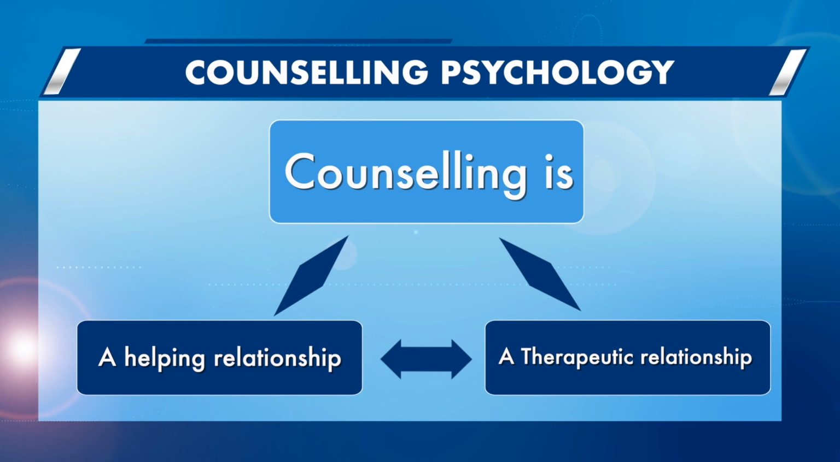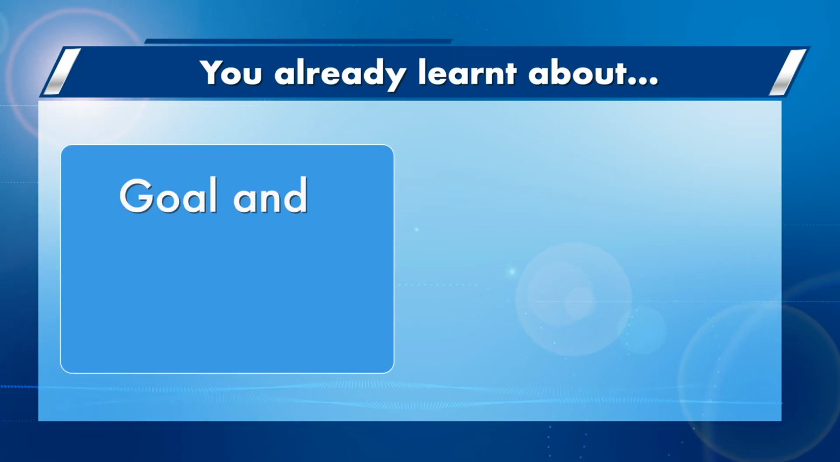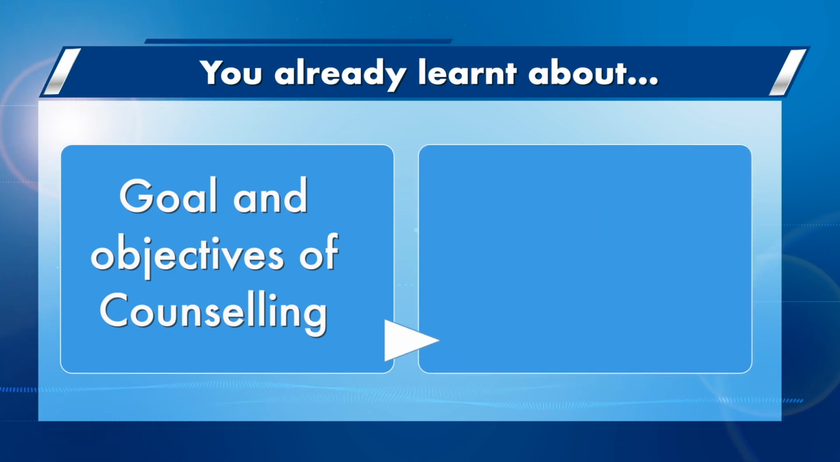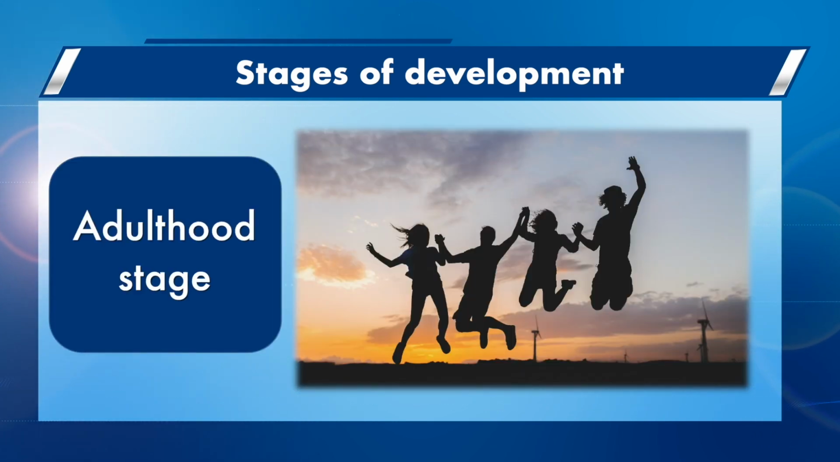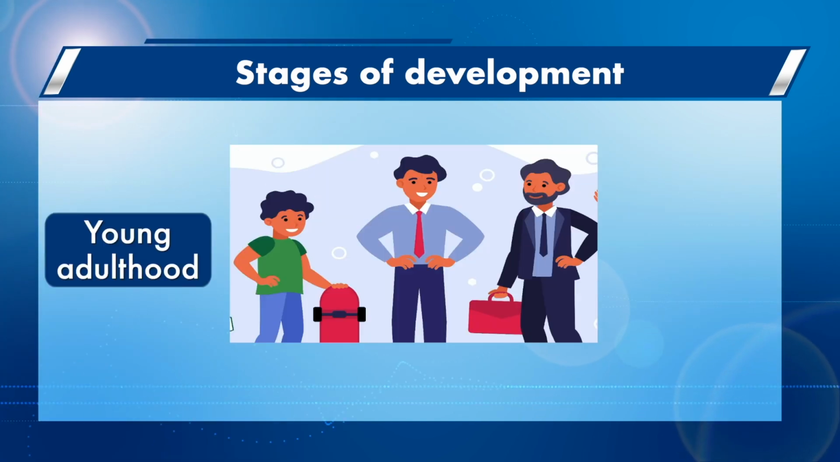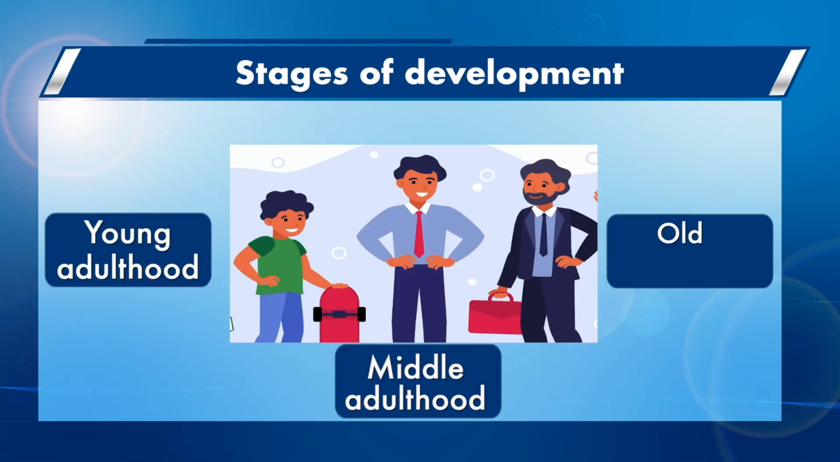Now, with an understanding of the meaning of counseling, let us discuss in this video the different types of counseling. You can recall that in the first video, we also talked about the goals and objectives of counseling. For example, counseling is required as we grow and develop, as we enter the different stages of life. All of you must be familiar that we have different stages of development, like the childhood stage, then the adolescent stage, then the adulthood stage. In adulthood also we can say that there is a young adulthood stage, middle adulthood stage and older adulthood stage.